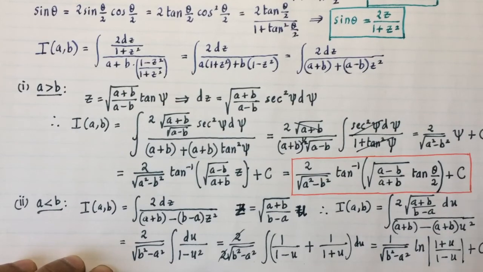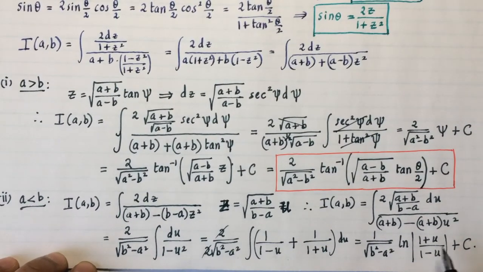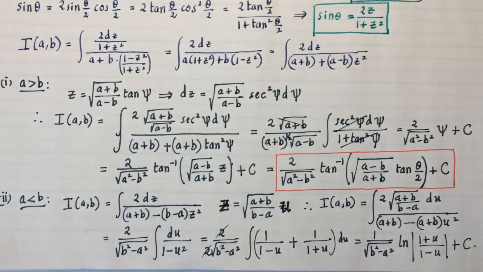Now I'll let you have the fun of unwinding this expression, so take a moment after this video to put u in terms of z and put z in terms of tan theta over 2. So we have solved this integral for all possible cases of a and b.